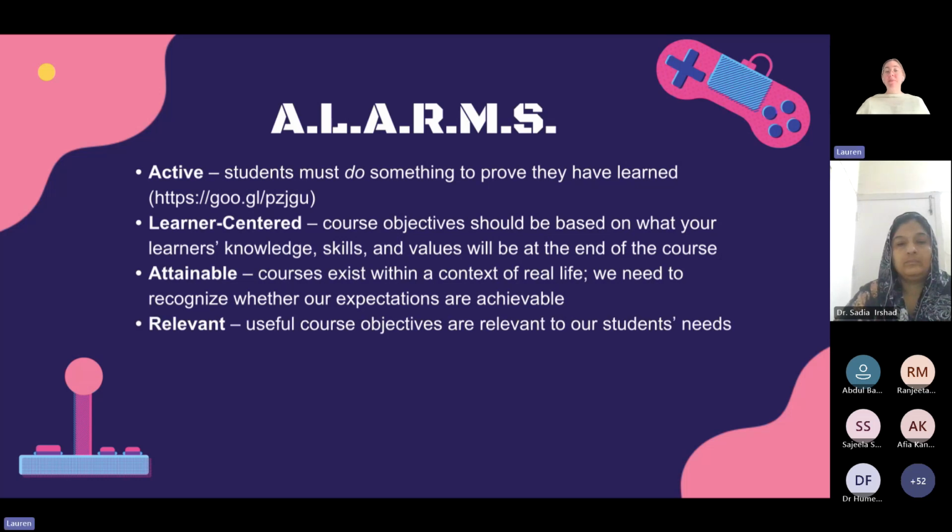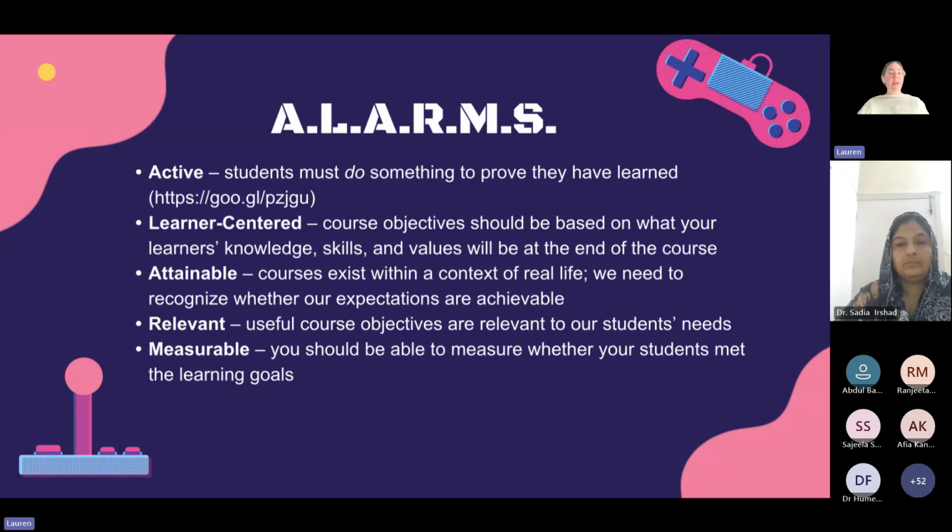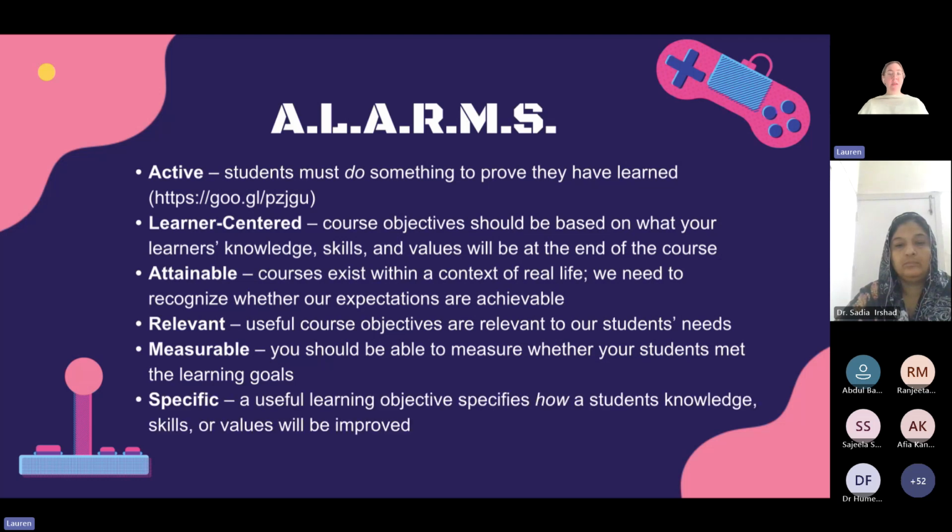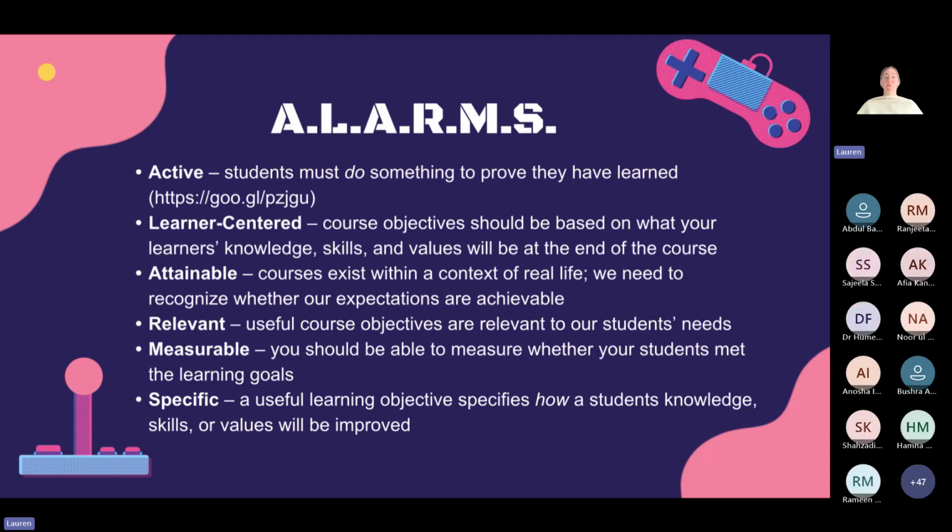All right, the next is relevant. Are the course objectives relevant to the students' needs? Are they measurable? Can you measure whether your students met learning goals? So this means that learning goals have to be fairly concrete, right, in order for you to be able to measure them. And finally, specific. A useful learning objective specifies how a student's knowledge, skills, or values will be improved.